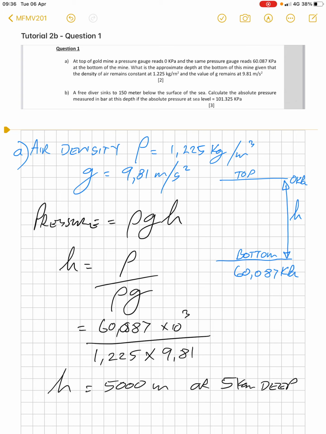Right, question 2, or section B. A free diver sinks to 150 meters below the surface of the sea. Calculate the absolute pressure measured in bar at this depth if the absolute pressure at sea level is 101.325 kilopascals. So in the previous question we were using relative pressure because the top of the mine was 0 kilopascals, but now we're using an absolute pressure.